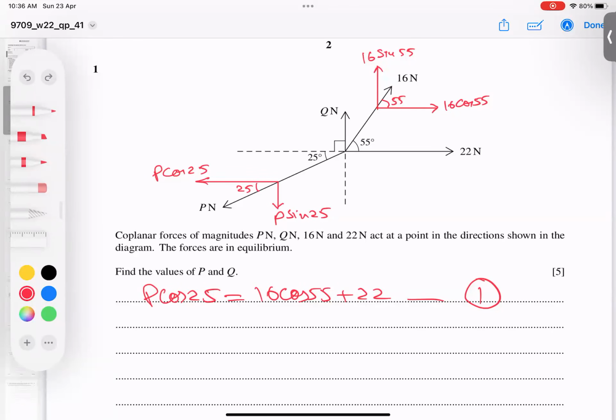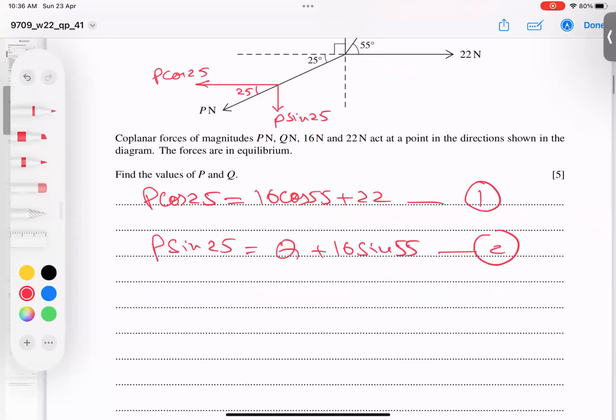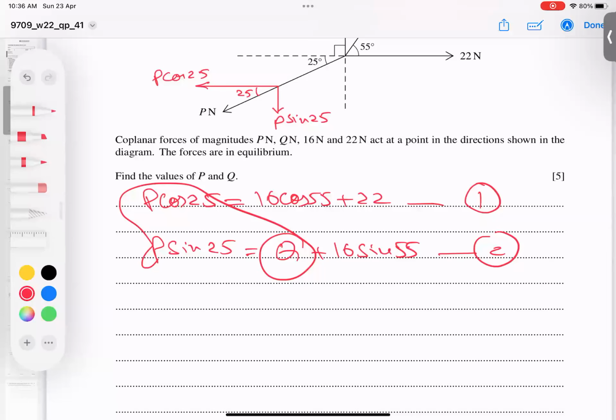So I can say here P sin 25 is equal to Q plus 16 sin 55. I repeat again, these two forces act upward and this one downward, so the downward force equals the upward force. I hope this part is very clear. Equation 2 done.